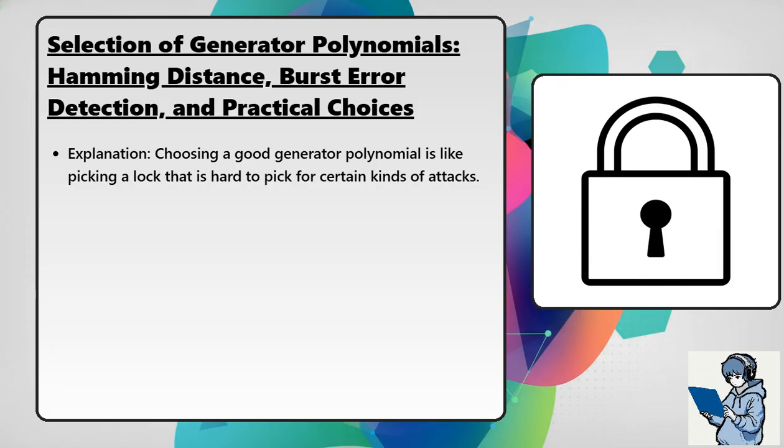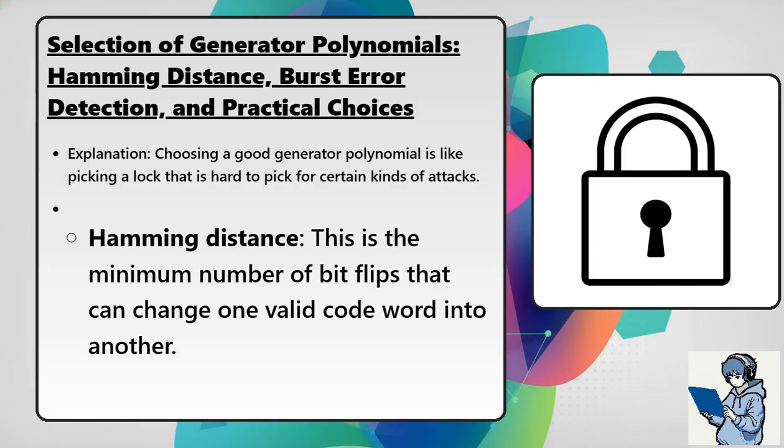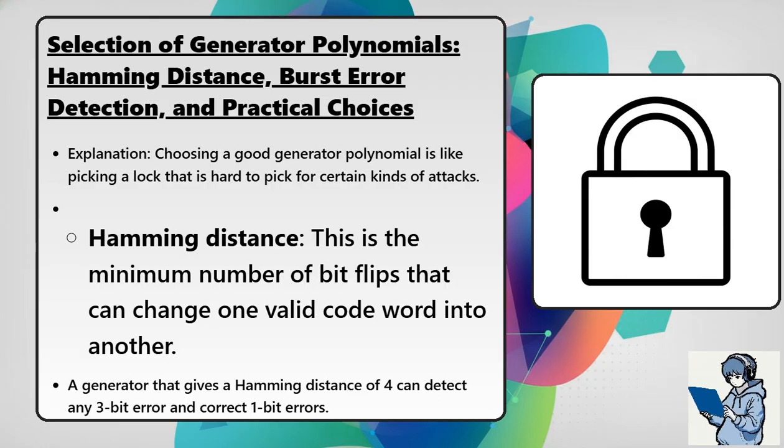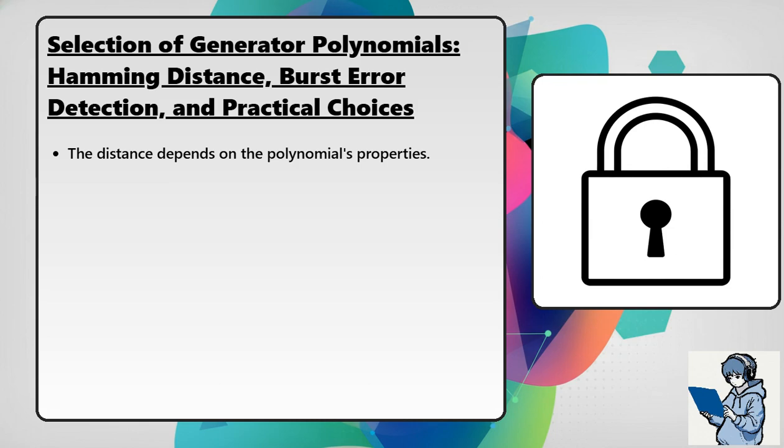Explanation: choosing a good generator polynomial is like picking a lock that is hard to pick for certain kinds of attacks. Hamming distance: this is the minimum number of bit flips that can change one valid code word into another. A generator that gives a Hamming distance of 4 can detect any 3-bit error and correct 1-bit errors. The distance depends on the polynomial's properties.